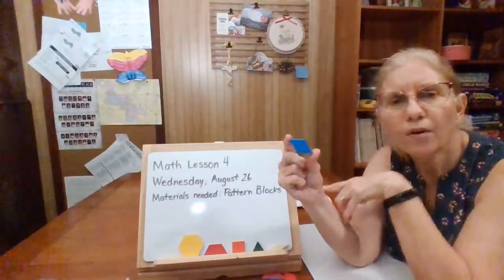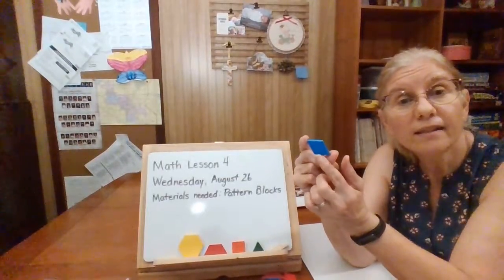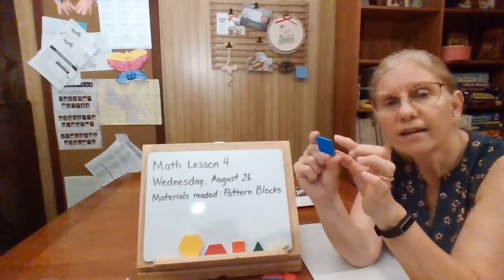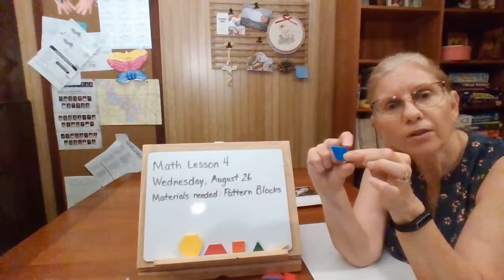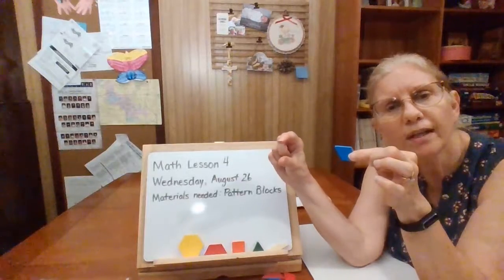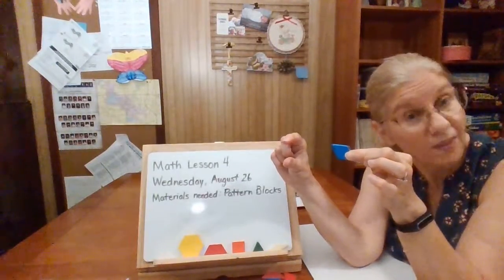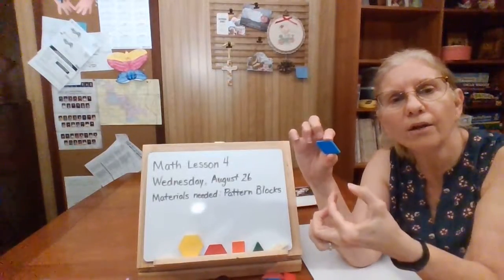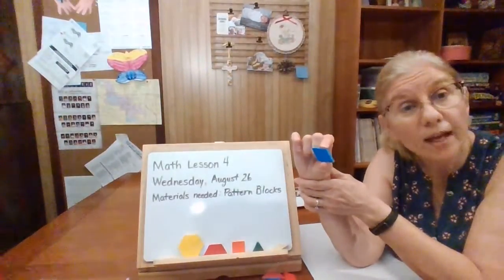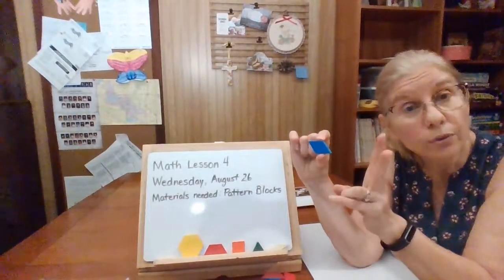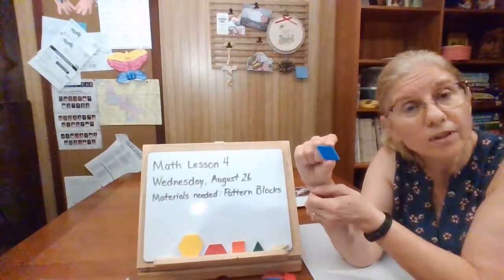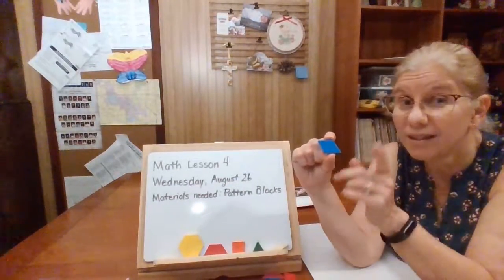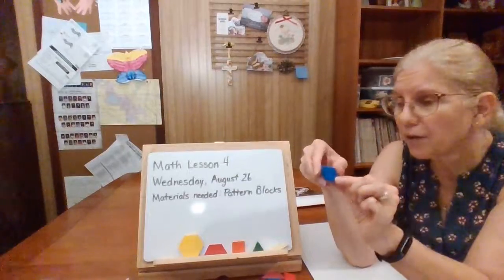Does anybody remember from Monday? This is a parallelogram. And a parallelogram has two sets of sides that are parallel. That means when these lines go straight out, they would never touch. That's what parallel means. And these two lines, when they go straight out, would never touch either. And so that's what parallel is. So it has two sets of parallel lines, and so it's called a parallelogram. What color is our parallelogram? You're right, it's blue. So we have blue parallelograms.